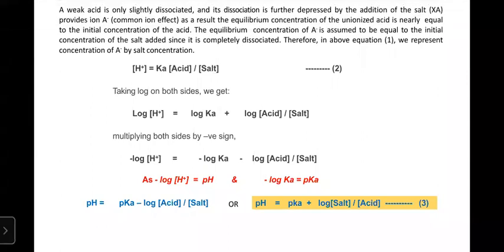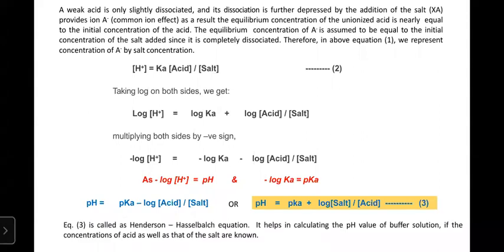And this is the equation we call the Henderson-Hasselbalch equation with respect to acidic buffer. So pH is equal to what? pKa plus log of salt by acid. Don't get confused. pKa is nothing but acid dissociation constant. If it is pKb, that is base dissociation constant. Here we have pKa, right? pH is equal to pKa plus log of salt by acid. Got it? This is the Henderson-Hasselbalch equation for acidic buffer.